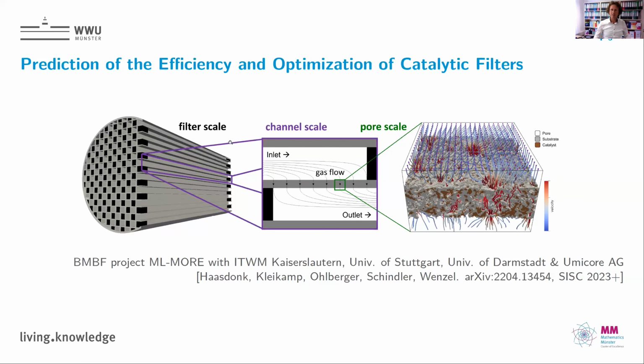Another application, and you see that this application also has a lot of multi-scale structure, is the optimization and prediction of efficiency of catalytic filters. So this is a macro catalytic filter. If you look inside, you have the gas channels, and in between you have porous material where the catalytic reactions take place. And if you even zoom in to these catalytic filters, then you see you have these microstructure simulations, and this is something that you want to understand and then scale up in this whole multi-scale process.